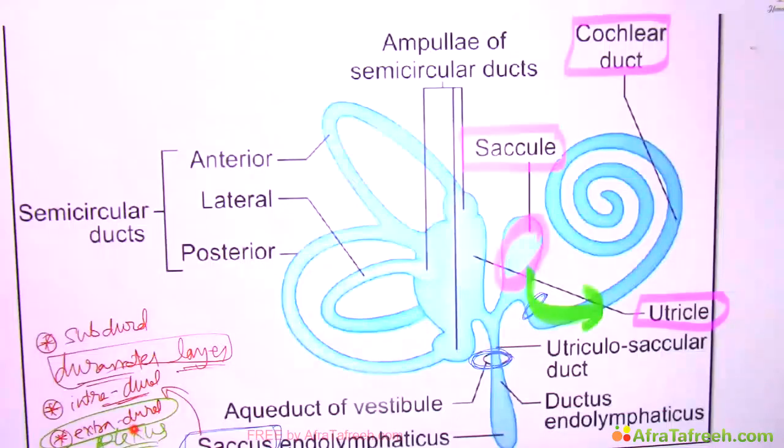What is the first answer? Somebody is asking me, where is the ductus endolymphaticus present? Finally, it should be subdural. If not found, then it is intradural. If not found, then it is extradural. So three answers in a sequence.